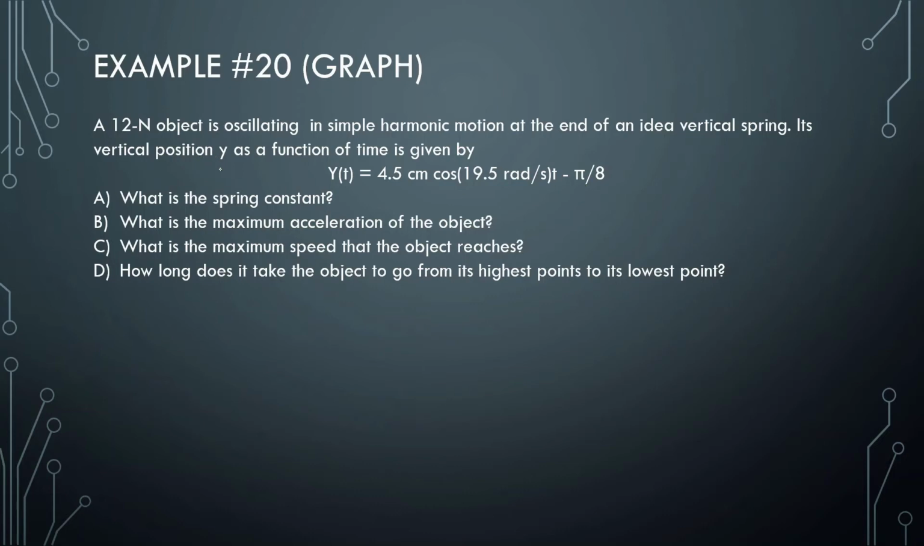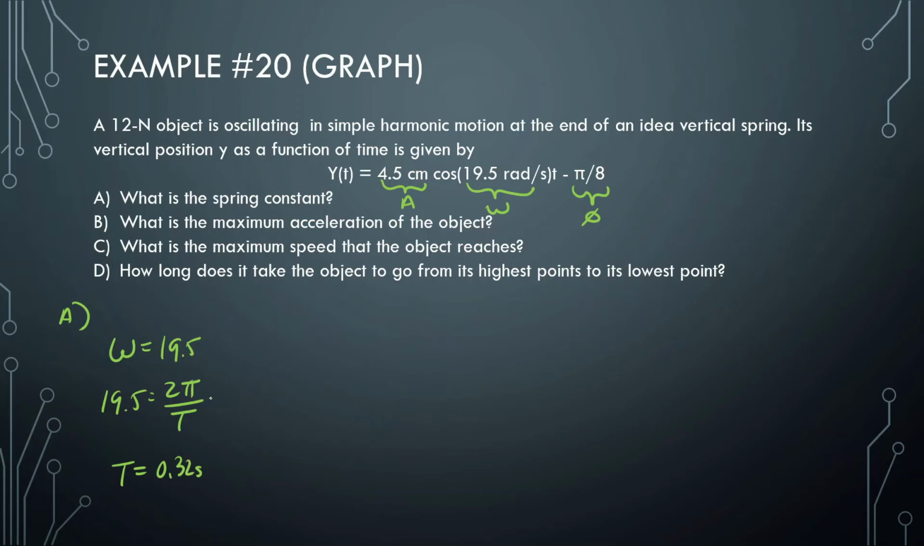Okay, so there's a few things we should know here. This is the amplitude, this is omega, and this is the phase constant. So we're going to use this omega to help us out. If omega is equal to 19.5, then 19.5 is equal to 2 pi divided by T. This tells us what T is going to be. So I can do 2 pi divided by 19.5, and what I get is 0.32 seconds.